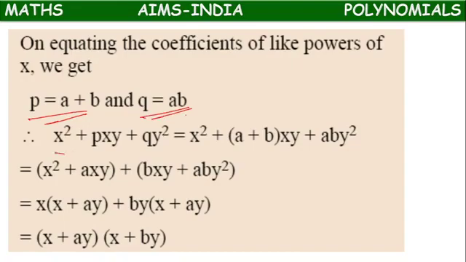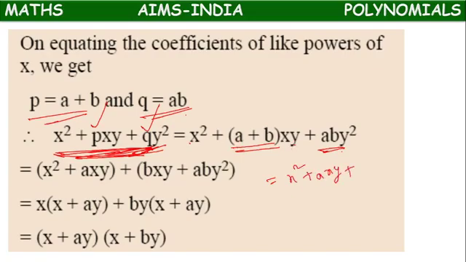Now we will take the another polynomial which is not quadratic, for which we have to find factors. That we will take now. In the place of p, we will keep a plus b. In the place of q, we will keep ab. Next, we will multiply: x square plus a into xy, axy, b into xy, bxy, plus aby square.